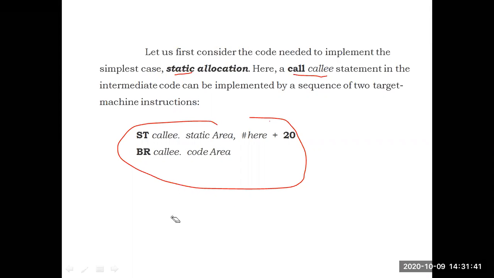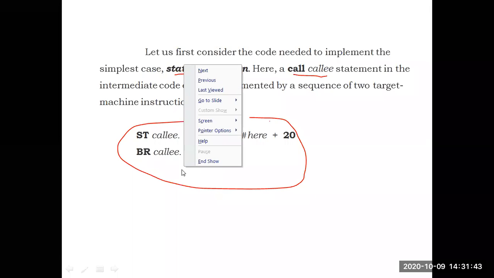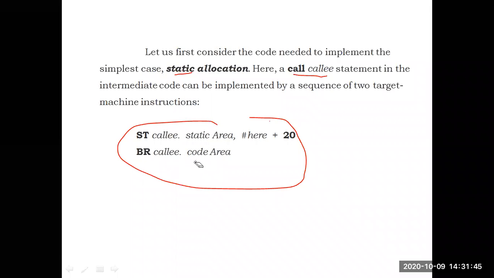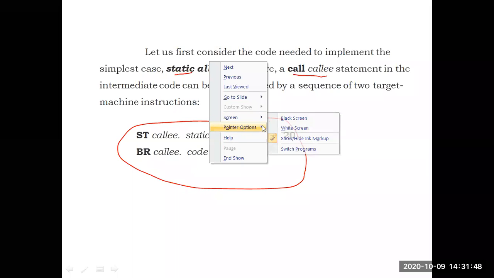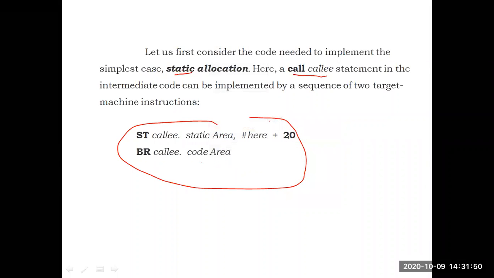Okay, what is the first statement in the Kali function? To understand that, look at this Kali.code area. This Kali.code area is an attribute which gives the address of the first statement in the Kali function. Clear? Kali.static area gives the address of the first location of the activation record to store the return address. Kali.code area gives the address of the first statement of the Kali function for execution.